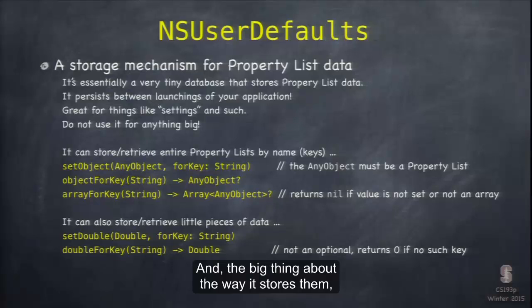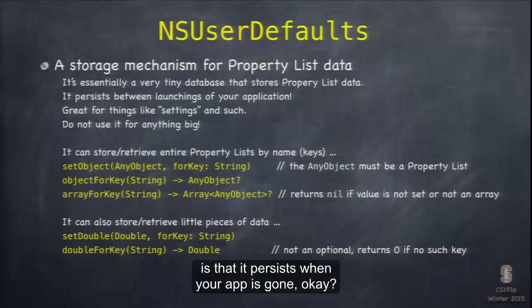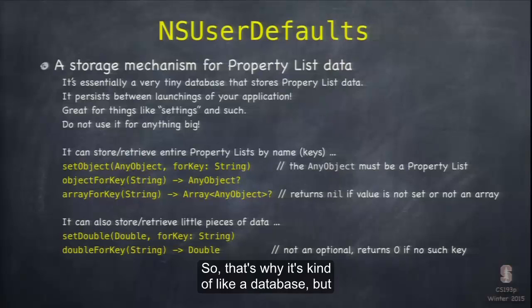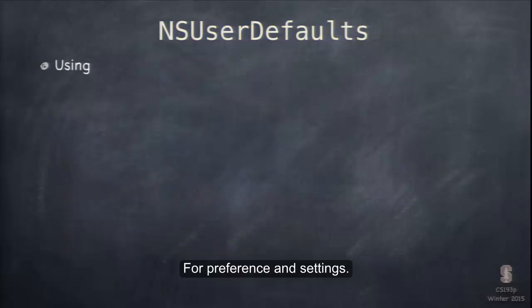And the big thing about the way it stores them is that it persists when your app is gone. Okay? So, you know, normally a dictionary is stored in the heap. As soon as your app quits, it's gone. But this stays around so that when your app launches the next time, all the data is still there. So that's why it's kind of like a database, but it's very small, okay, for preferences and settings.